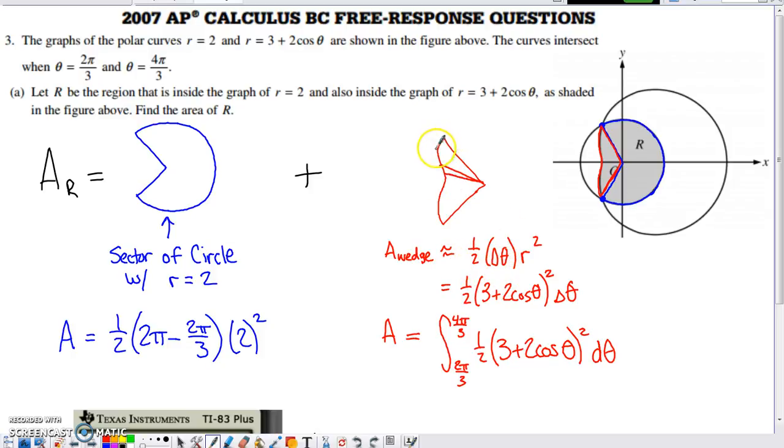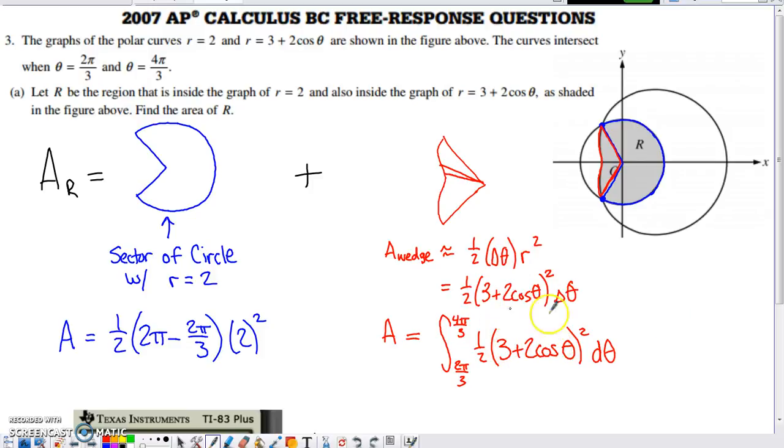We know that this portion of the graph is traced out by r equals 3 plus 2 cosine of theta. So if I put that in place of my r, and we'll realize that I don't just want the area of this one little portion of that region, I want the area of the whole entire shape that's outlined in red right here. I'm going to use a definite integral as a means of adding together a bunch of these small sector areas.